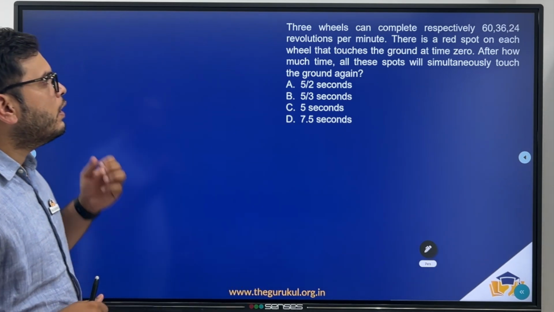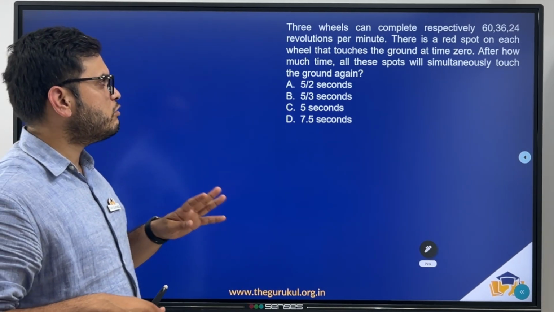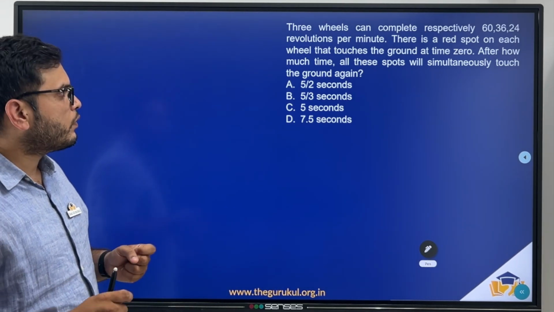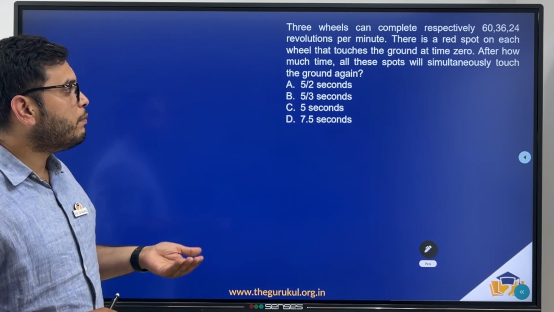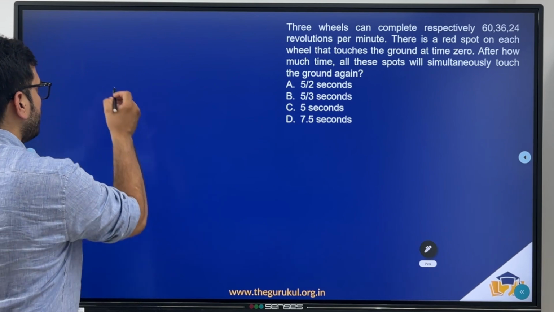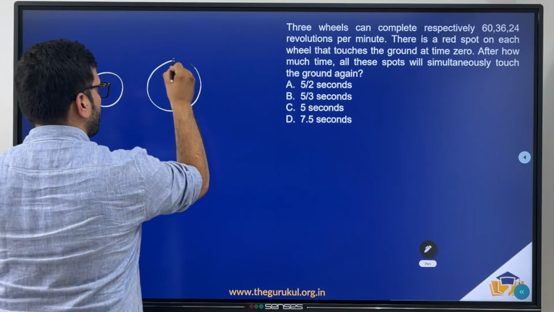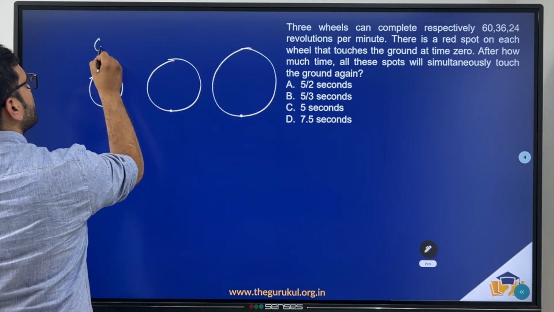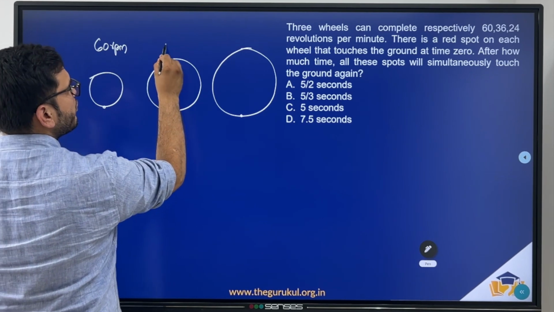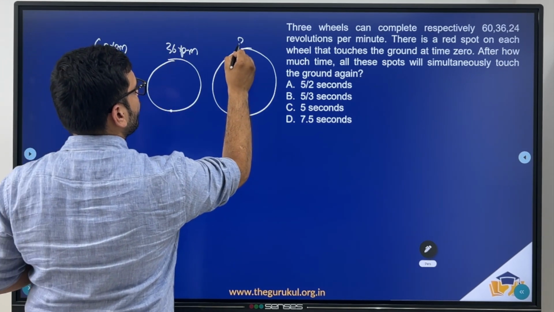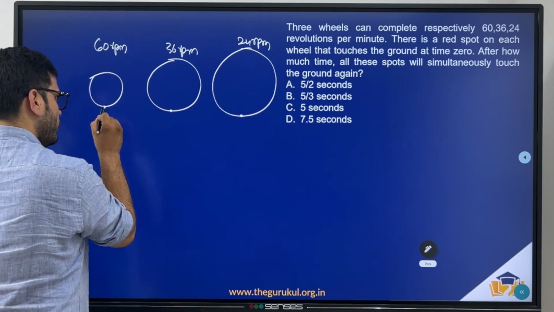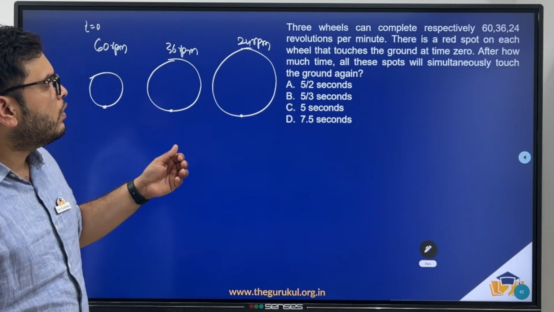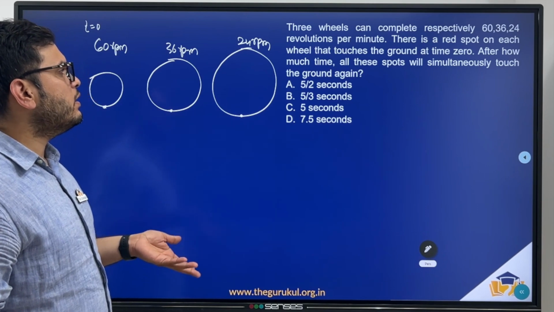Now coming to the second question. 3 wheels can complete respectively 60, 36, 24 revolutions per minute. There is a red spot on each wheel that touches the ground at time 0. After how much time will all these spots simultaneously touch the ground again? So we have 3 wheels. The speed of this wheel is 60 RPM, this is 36 RPM, and this is 24 RPM. There is a red dot touching the ground at t equal to 0.